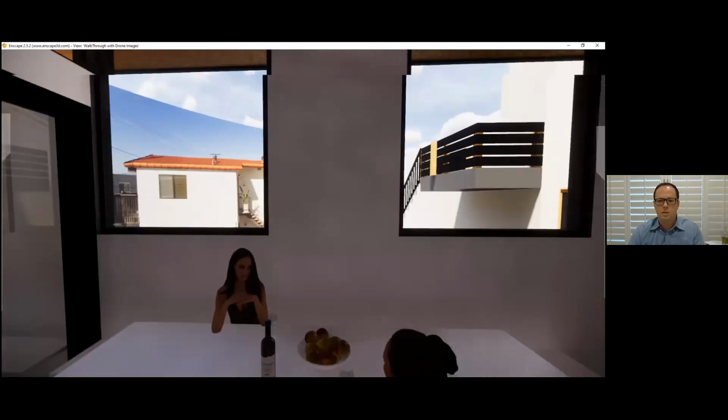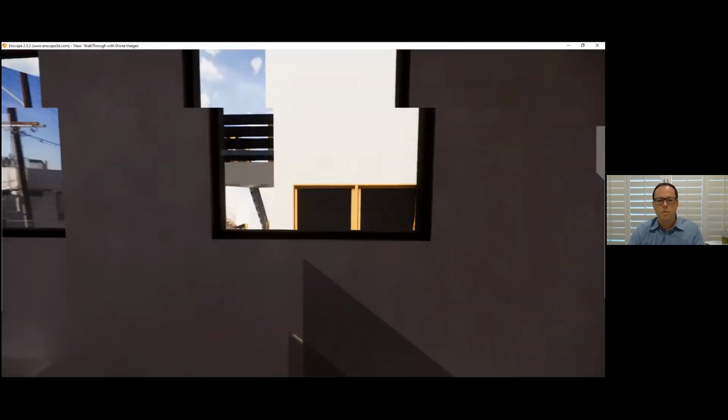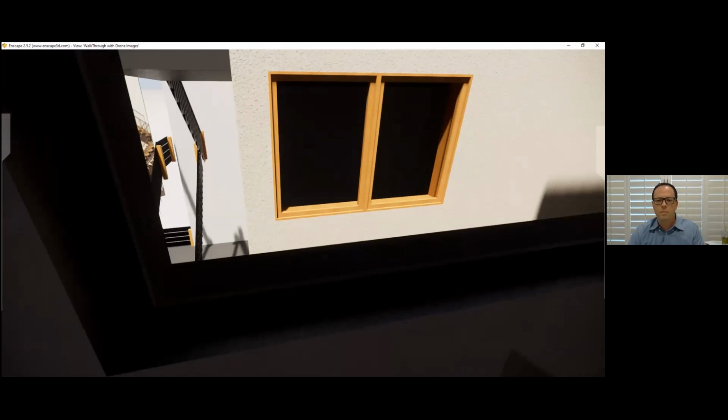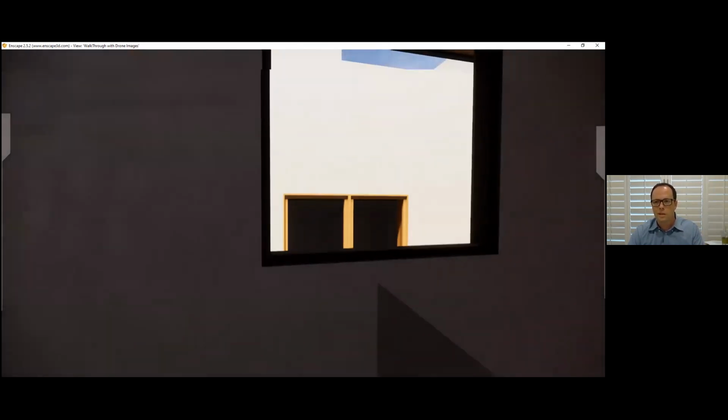Something else to consider is, what are your neighbors going to be looking at, right? Are you going to be up above your neighbors? Are you going to be the one looking into their house, or are they going to be the ones looking into your house?